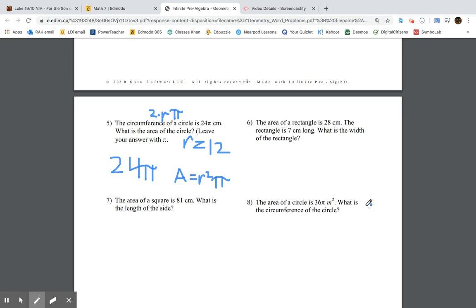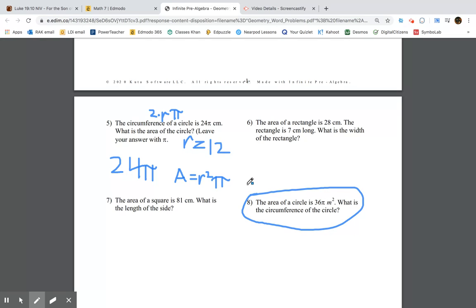You're going to have a similar problem down here. This is similar to number 8, except you're doing it the other way around. You have an area of 36 pi, and you have to find the circumference. So you have to undo that number squared. How do you undo that? You take the square root of 36. What times what equals 36?